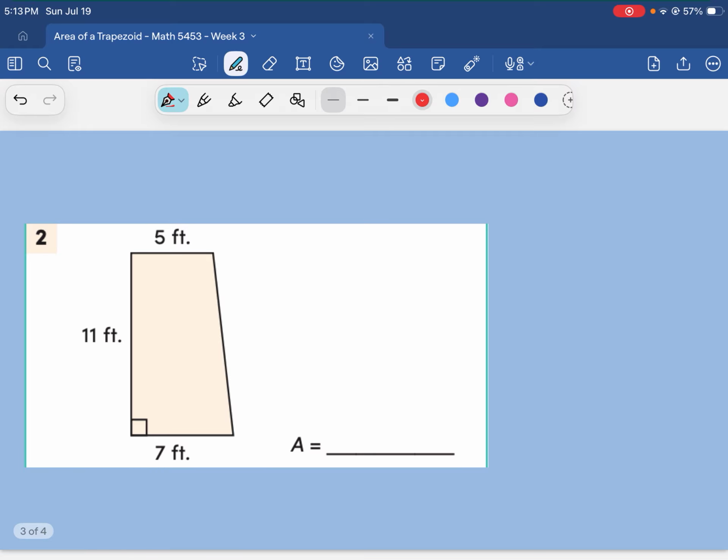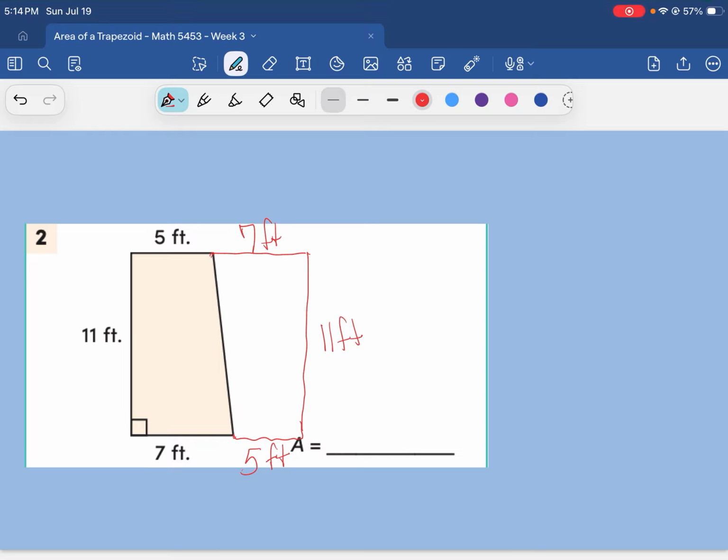So let's try another one really quick. Let's see if the same thing can apply there. First let's duplicate it and flip it. Because this is a duplicate of this other side flipped, we know that this is 5 feet. We know that this side is 7 feet. We know the height is 11 feet. And now we've got a parallelogram.